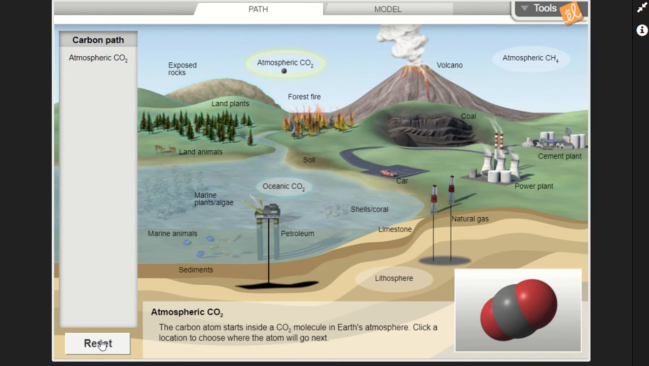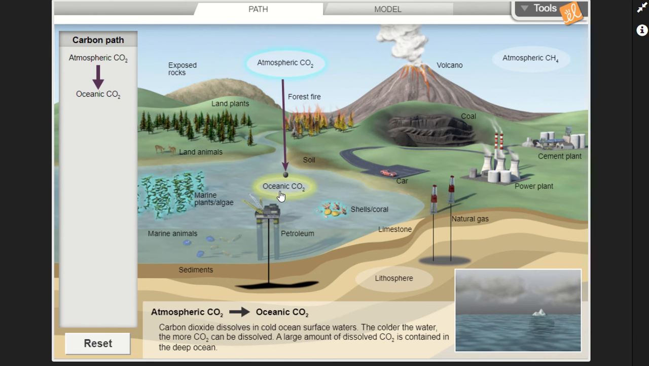Number 2 says click reset, which we did. Use the gizmo to get from the atmosphere to the hydrosphere to the biosphere to the geosphere. So I'm going to follow the directions. From atmosphere, not to land plants, because the hydrosphere is the water. So I'm going to click the ocean, and then I'm going to write this word down: oceanic CO2. Make sure you have that in that little box.